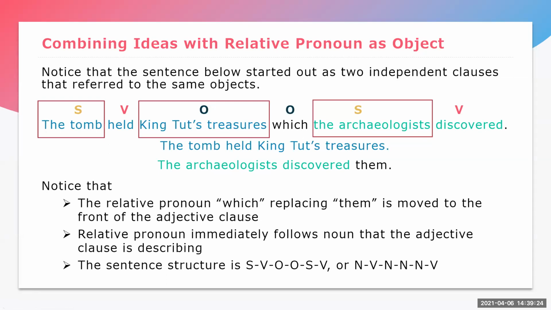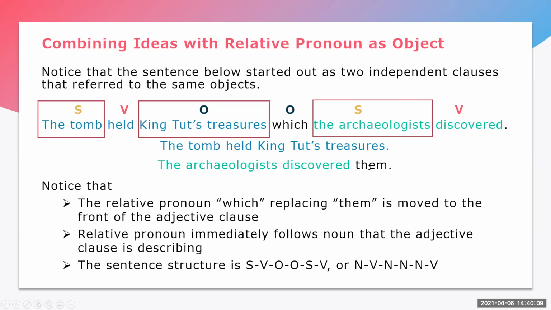Sometimes you may find that the common element between two sentences is contained in their objects rather than their subjects. So in this case, we have two sentences: the tomb held King Tut's treasures, and the archaeologists discovered them. And the common element is the object, King Tut's treasures, which is referenced in the second sentence by the object pronoun them. So to convert the second sentence into an adjective clause, we first need to replace the object pronoun them with the relative pronoun which.